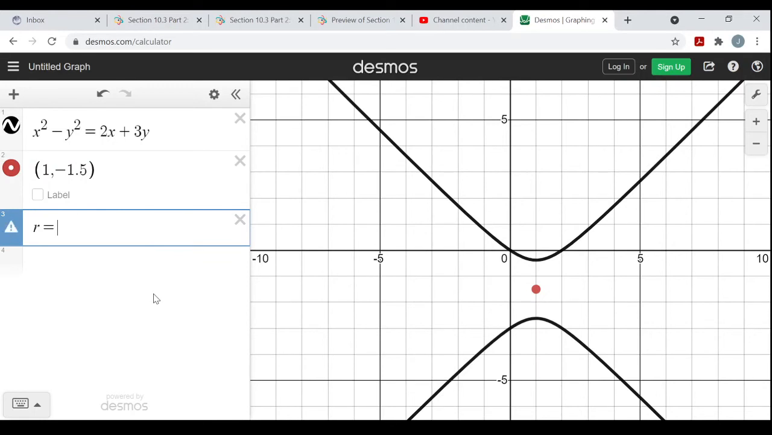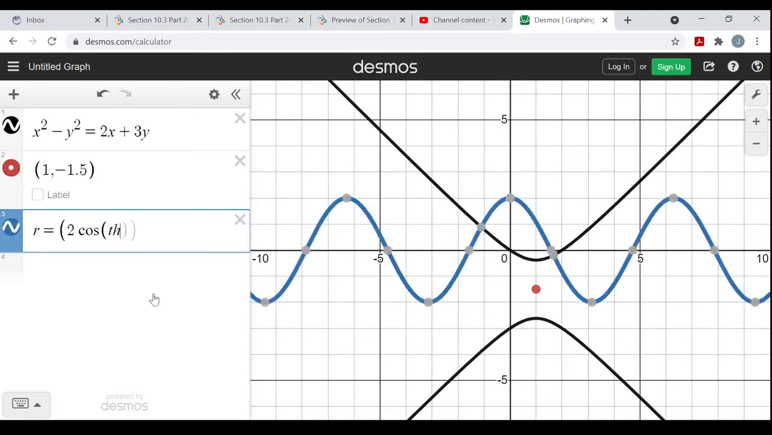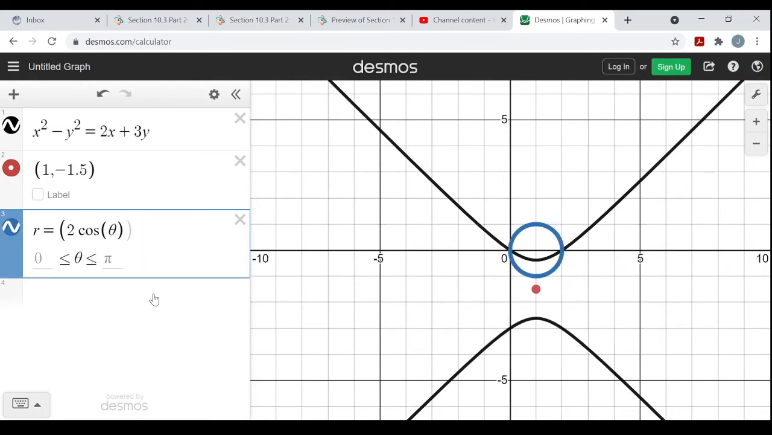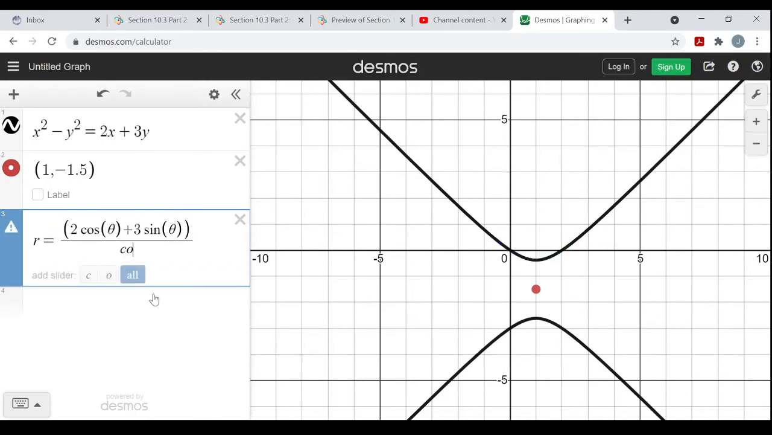So if I graph r equals, and then in the numerator, 2 times the cosine of, now for the letter theta, you can just type in the word theta, T-H-E-T-A, and it changes it to theta, plus 3 times the sine of theta. Then all this divided by the cosine of 2 theta. And look at that. Now I know theta ranges from 0 to pi. Usually we want theta to range from 0 to 2 pi. So I'll set that up.